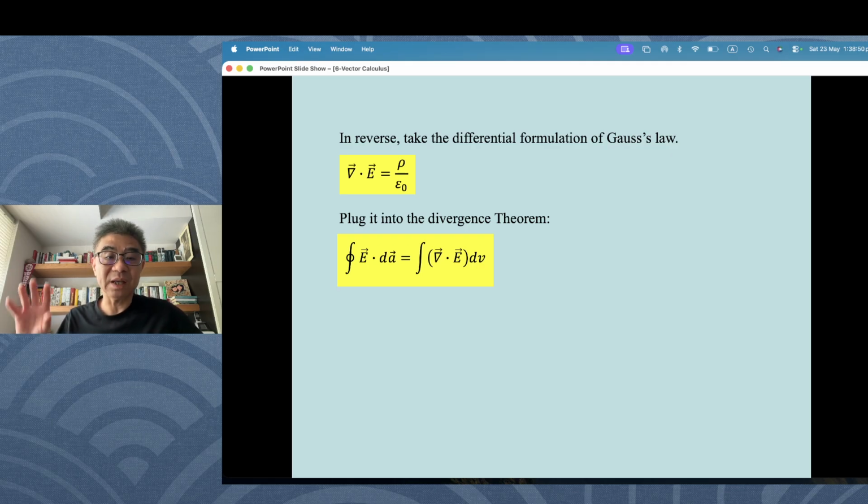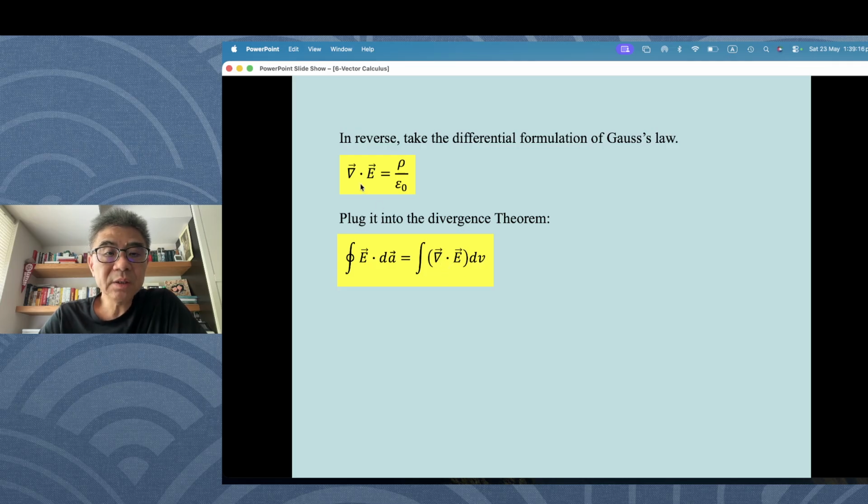The divergence theorem is a mathematical theorem. It applies to any vector field, and of course, it is applicable to the electric field E. The divergence theorem, again, please recall, tells you the surface integral of E equals the volume integral of divergence E.